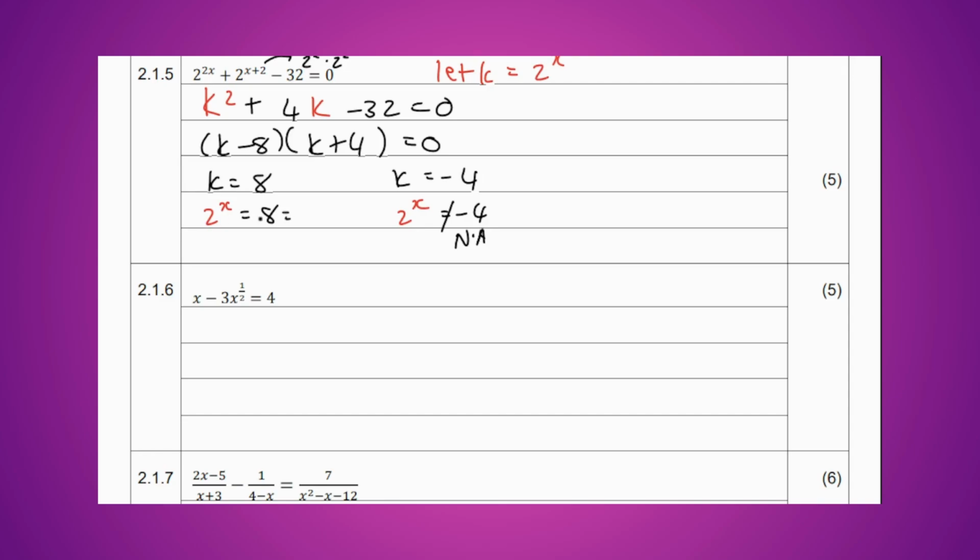And then this one, 8 is 2 to the power 3. So we have x is 3. Okay, remember it's not compulsory to use the K method here, but I do think it helps a lot. This isn't an exponential equation. This is a rational exponent type equation.